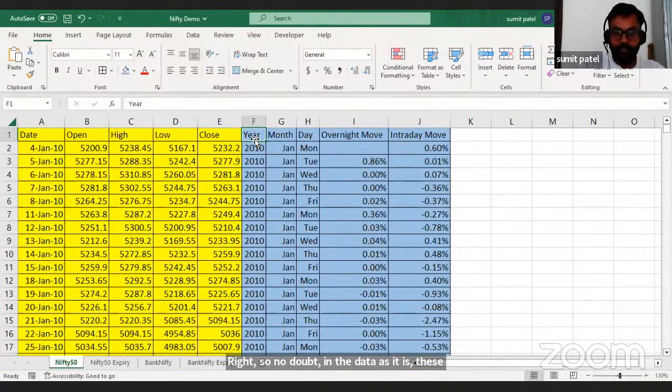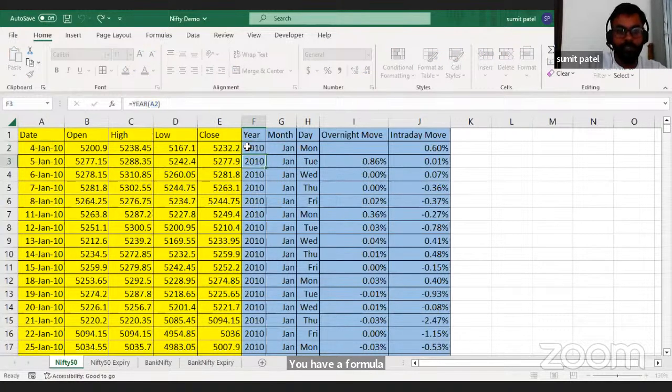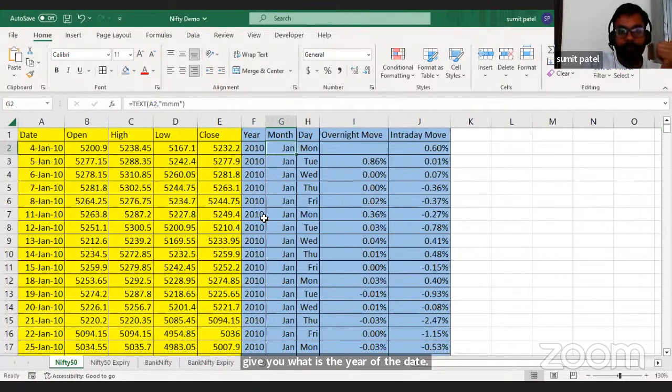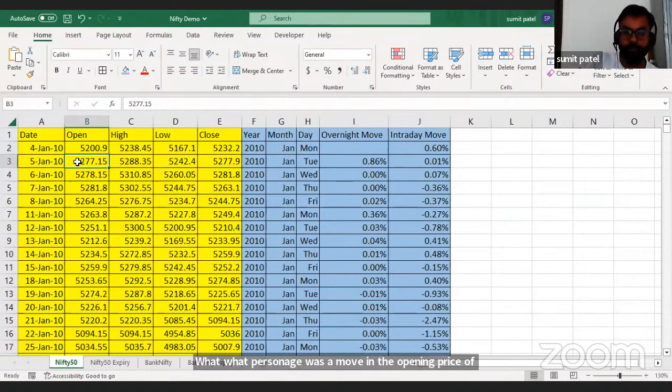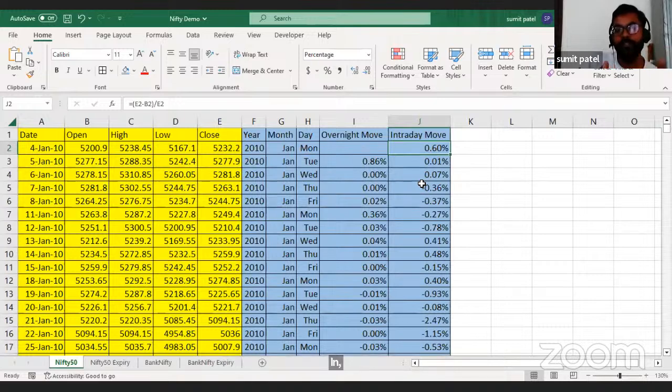These are the ones that I have calculated. Here you have a formula directly. You can put in year, and it will give you what is the year of the date. It will extract it from there. Then similarly for month and for day, which day it was. So market is open from Monday to Friday, and these are the two moves that were calculated. The overnight move is what percentage was the move between the closing price of today and the opening price of the next day. Intraday move is within one day, what was the difference in the opening and the closing price.